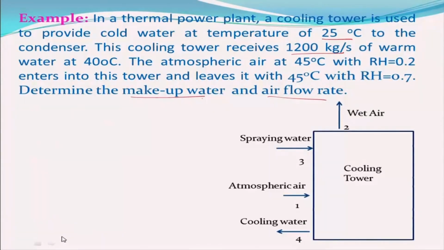So if you look at what is given here, T1 is given, T1 is 45 degrees Celsius, and RH1 is 0.2. And the cooling tower receives 1200 kg of water per second; these are the values for station 3.